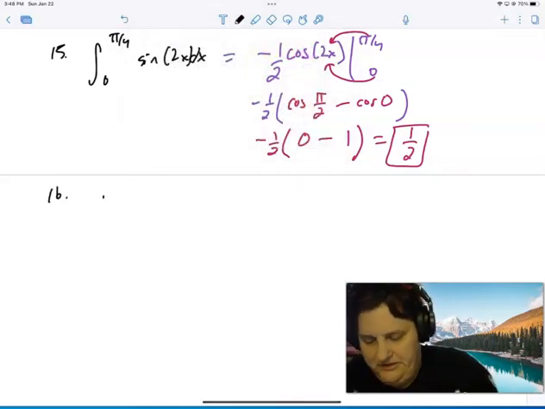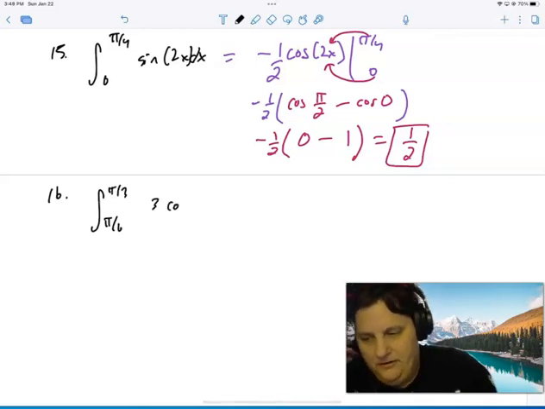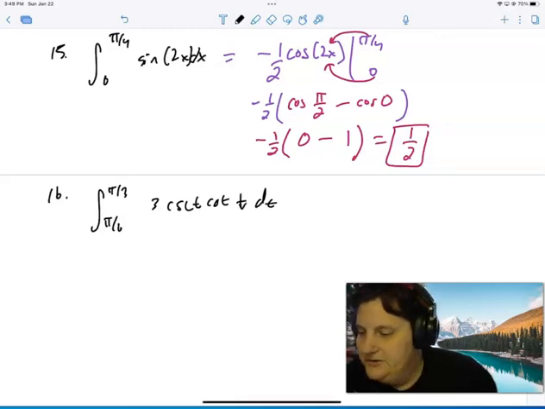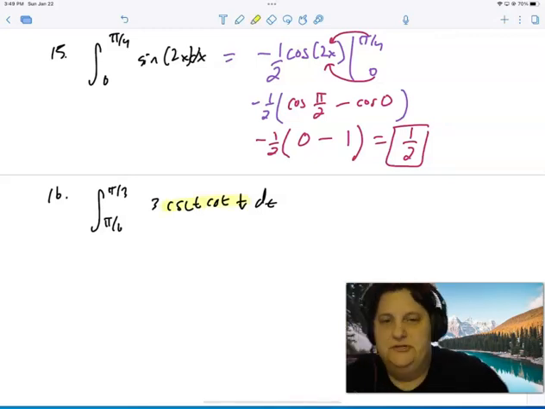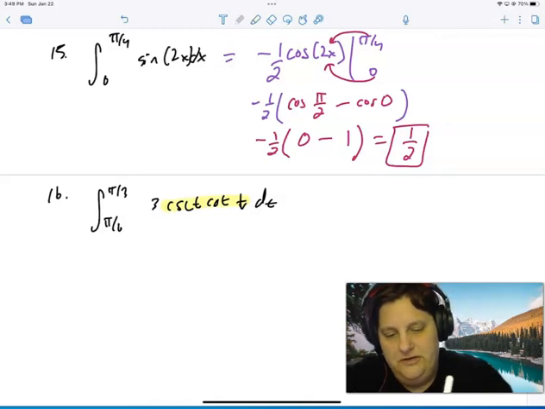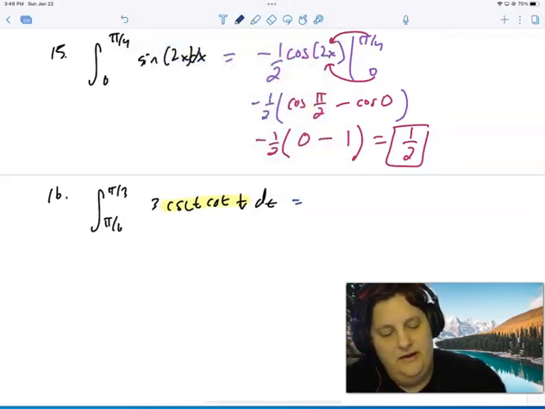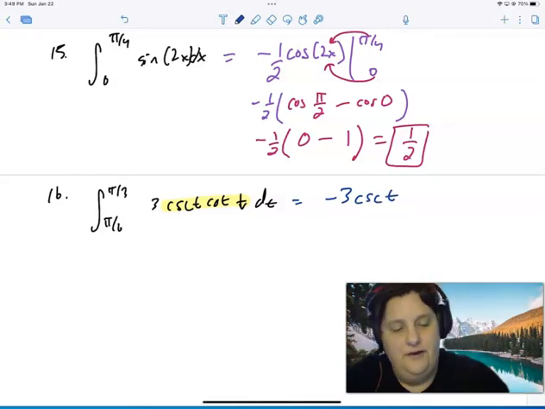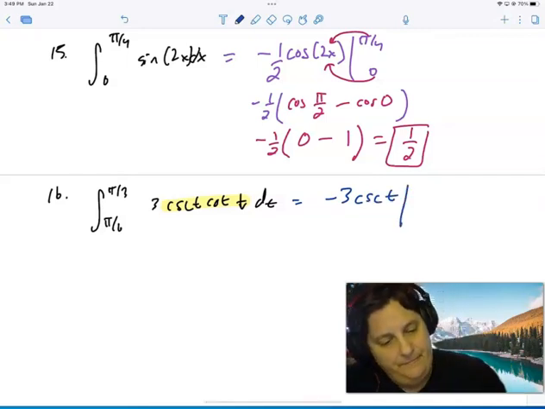Okay, let's see, for 16, 3, let's see here, cosecant, cotangent, oof, so many t's in there, 3 cosecant t cotangent t dt. Okay, you guys, this is just a regular integral. Cosecant cotangent, the integral of that is negative cosecant. Yeah, negative cosecant.